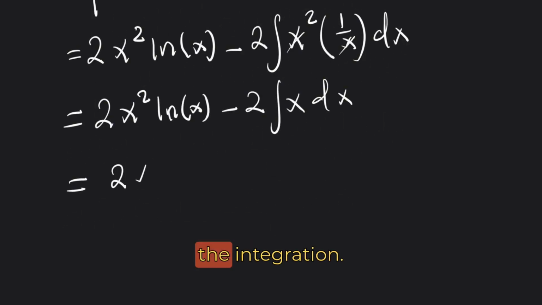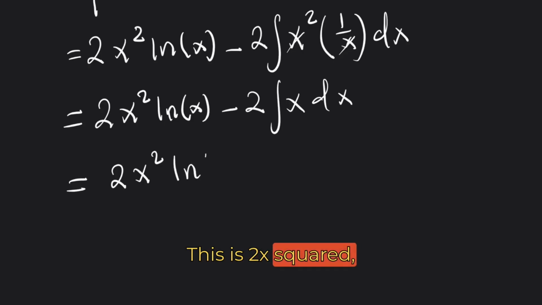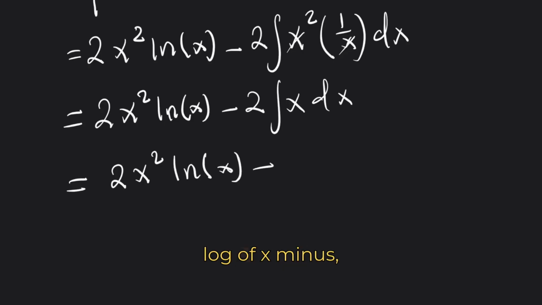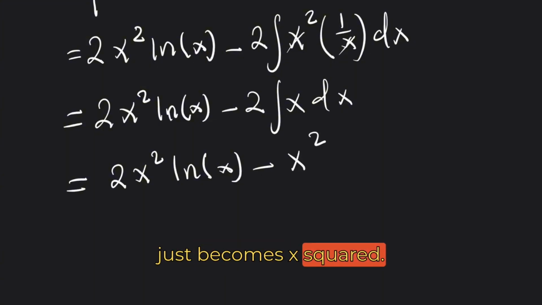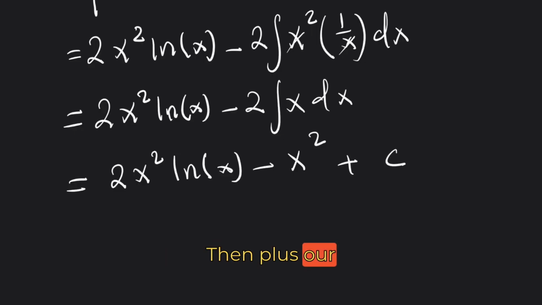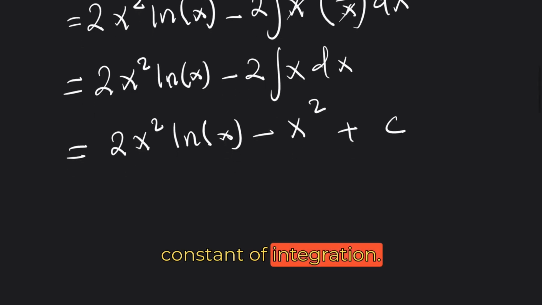Then we can do the integration. This is 2x squared natural log of x minus what? X squared over 2, but there is 2 outside, so this just becomes x squared. Then plus our c, the constant of integration.